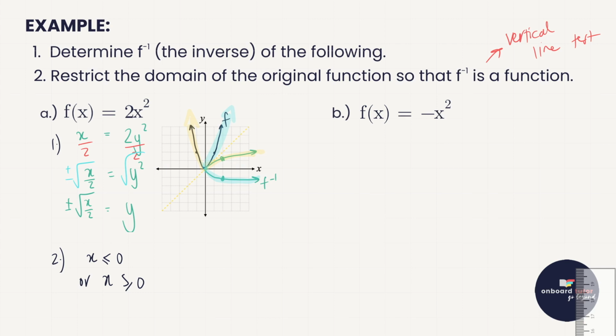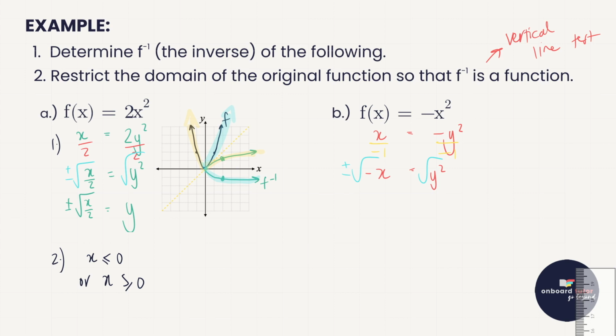Let's take a look at this one. f of x is equal to minus x squared. We are going to start by saying, okay, in the place of y, I'm going to write x. In the place of x, I'm going to write y. And then I'm going to need to get rid of that negative. So let's divide by minus 1. What I do to the one side, I'll do to the other side. So we end up then with y squared equals minus x. And then we're going to take the square root of both sides, plus or minus there.